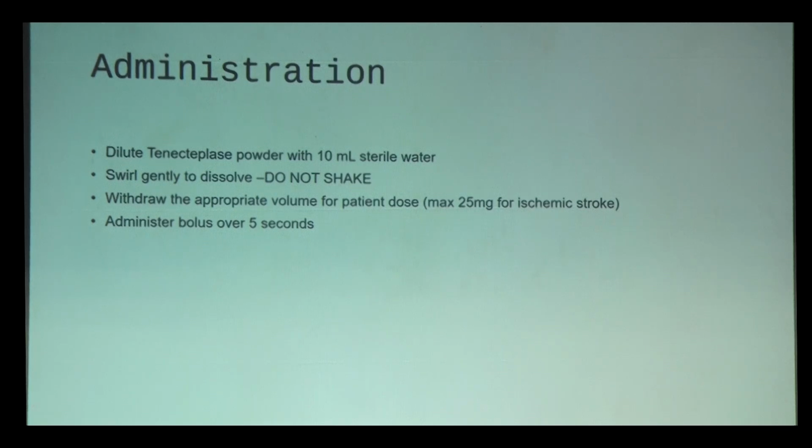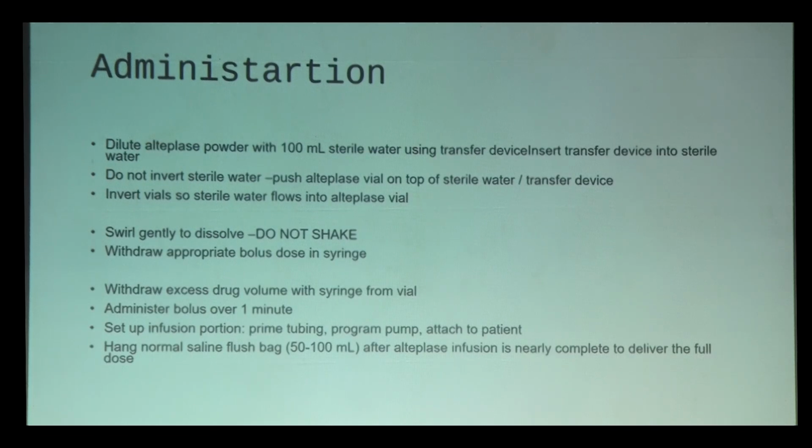And administration of tenecteplase is also similar. It has to be diluted in 10 ml sterile water, and the bolus is given over 5 seconds, and the maximum dose would be 25 mg. Similarly, for alteplase, the maximum dose which we take is up to 90 mg, taking the patient body weight as 100. If the patient is 110 or 120 kg, the maximum dose which we can give is still 90.